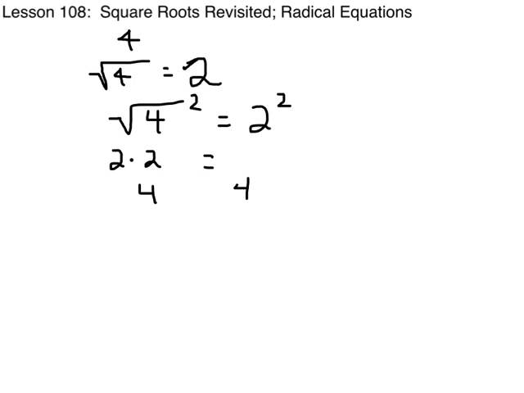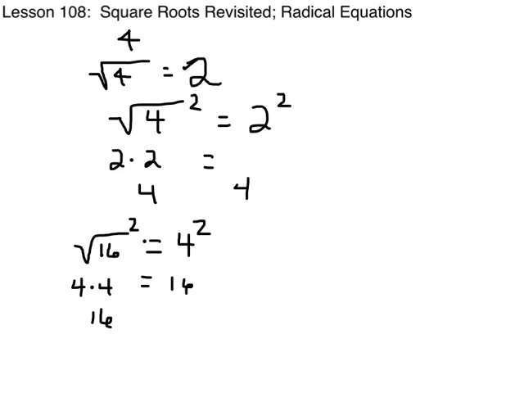Same thing if I have 16. The square root of 16 is 4. If I square that, the square root of 16, which is 4, times 4, which is 16, is equal to 4 squared, which is 16.